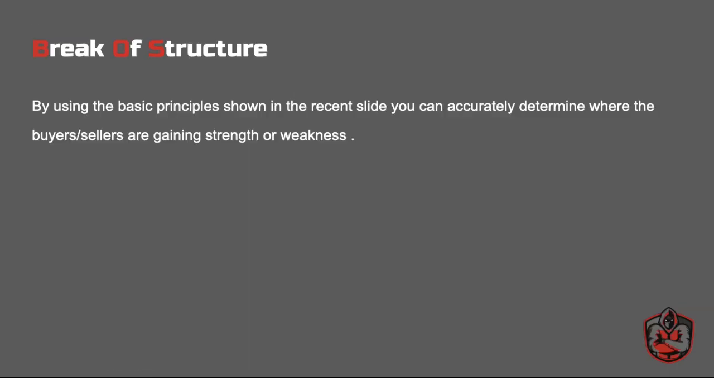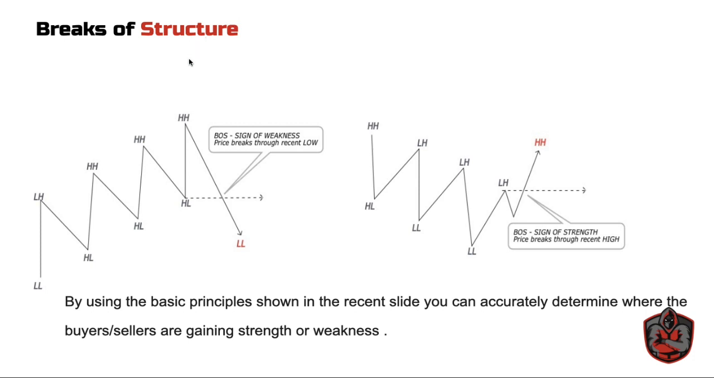Now, break of structure. By using basic principles shown in the recent slides of the basic market movements, you can accurately determine where the buyers and sellers are gaining strength or weakness within the market. So as we can see here, price is printing a series of higher highs and higher lows, referred to as an uptrend. But what happens when price fails to maintain its upside presence and actually closes below that recently created higher low?